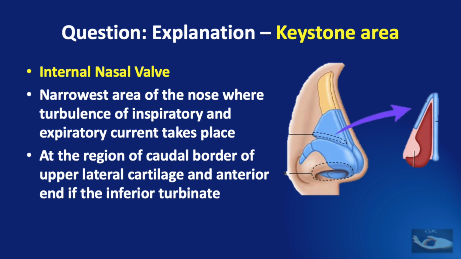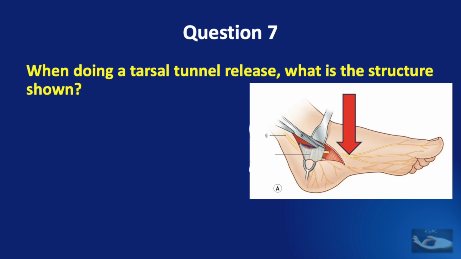The internal nasal valve is the narrowest area of the nose where turbulence of inspiratory and expiratory current takes place. It is seen at the region of the caudal border of the upper lateral cartilage and anterior end of the inferior turbinate. Question number 7.